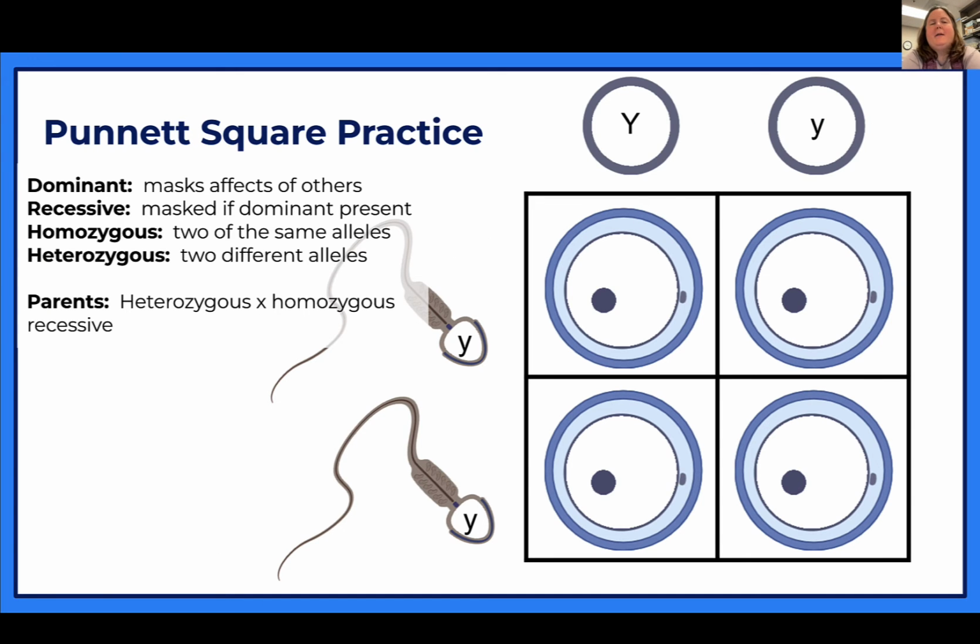All right, and how this kind of works, how you are able to make these predictions. Okay, there's some important vocab that you need to learn. Dominant masks the effects of others. Recessive is masked if dominant is present. Dominant is always represented by a capital letter, recessive by a lowercase letter. Homozygous is if you have 2 of the same alleles. Heterozygous is if you have 2 different alleles.